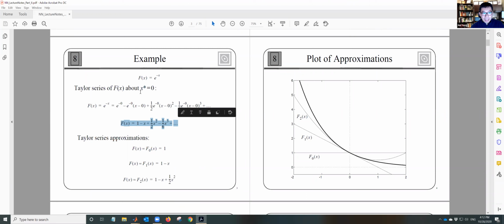This expansion is at the location x star equals 0. So order 0 is 1. Order 1 is 1 minus x. And the second order is right here: 1 minus x plus one half x squared. So those are the plots of approximations for the function exponential of minus x.